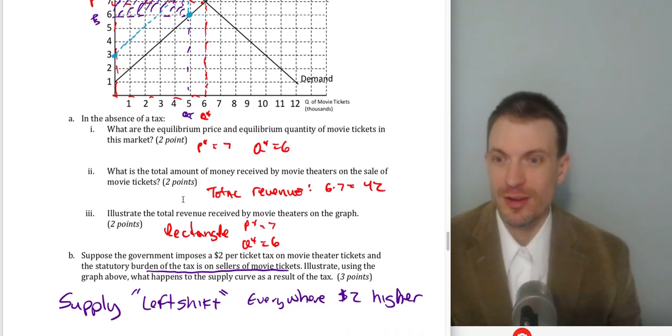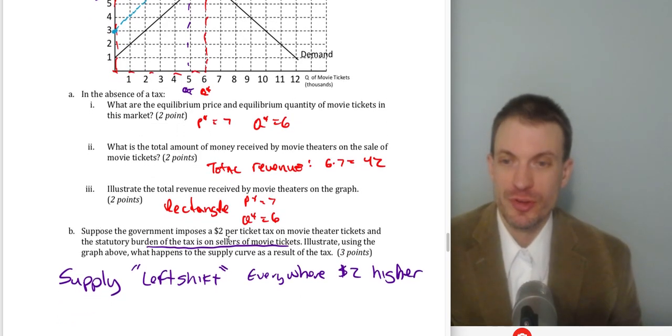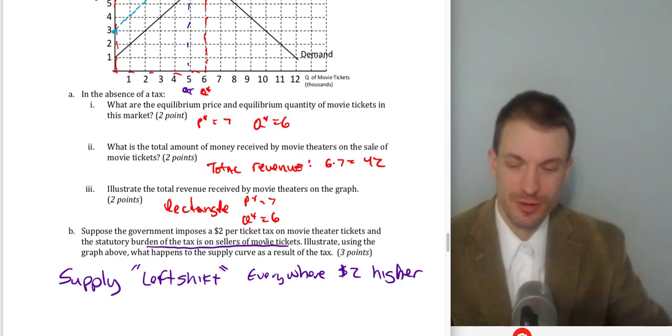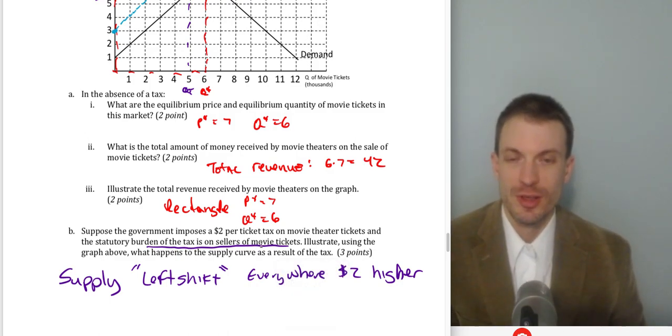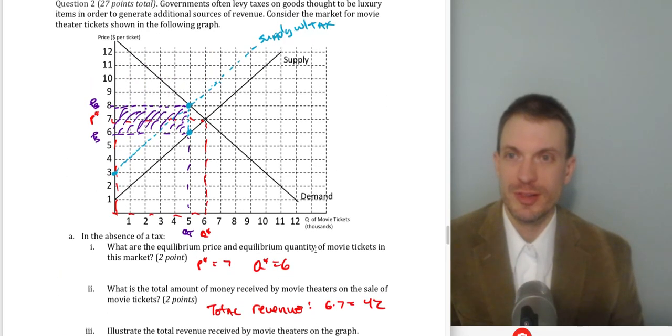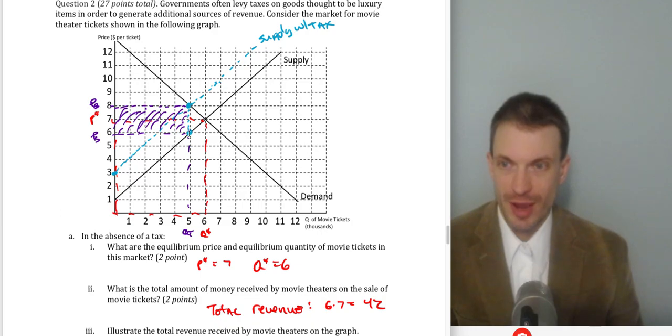I've got this here. All right, so suppose the government imposes $2 per ticket on movie theater tickets, and the statutory burden is on sellers. What do we need to do to illustrate this? We need to leftward shift supply by the amount of the tax. So everywhere it's got to be $2 higher. So you notice everywhere I've got my supply curve with the tax $2 higher. This means that our tax-inclusive supply crosses the original demand right here.